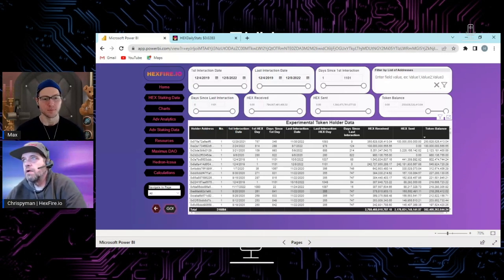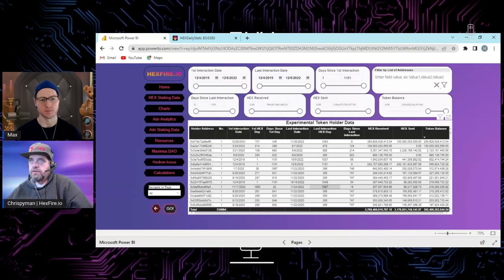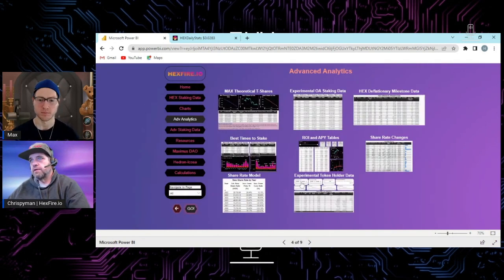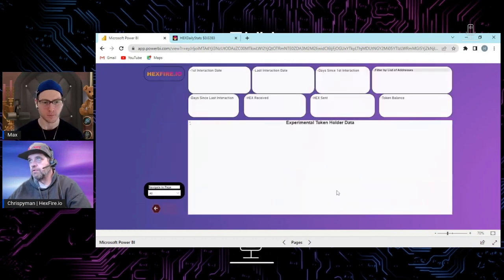Right, yeah, there's definitely a couple different ways you can look at it, depending on what you're trying to get to. To answer some of your questions, you have this panel up now to go play around with if somebody wants to. I called it the experimental token holder data. And you can go into this.